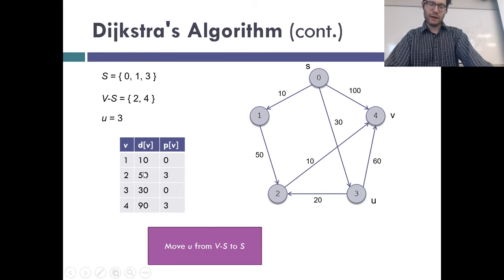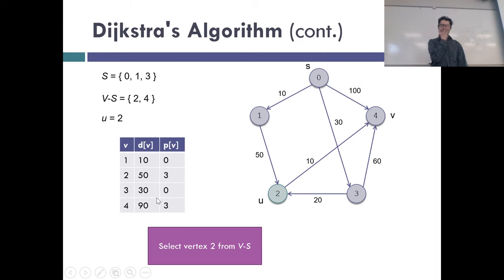So now we look at 50 versus 90. We look at what node we're going to use next. Well, 50 is smaller, so we figured out the smallest distance to 2. So we're going to go from there.